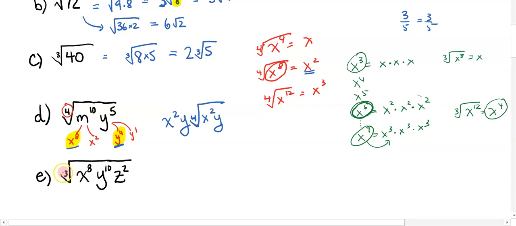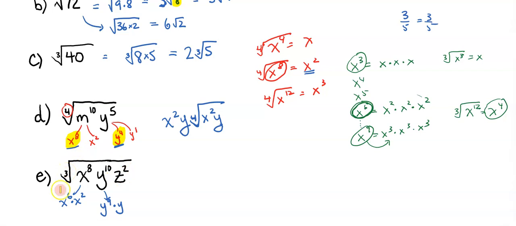So, powers of 3 would be the power of 3, the power of 6, the power of 9, the power of 12. Multiples of 3 are perfect cubes. So the largest multiple of 3 in x to the power of 8 would be x to the power of 6, and then I break it up, right? 6 and 2 is 8. The largest multiple of 3 going into 10 would be y to the power of 9 times y. And z to the power of 2, nothing. There's nothing I can do with that because 2 is smaller than 3.